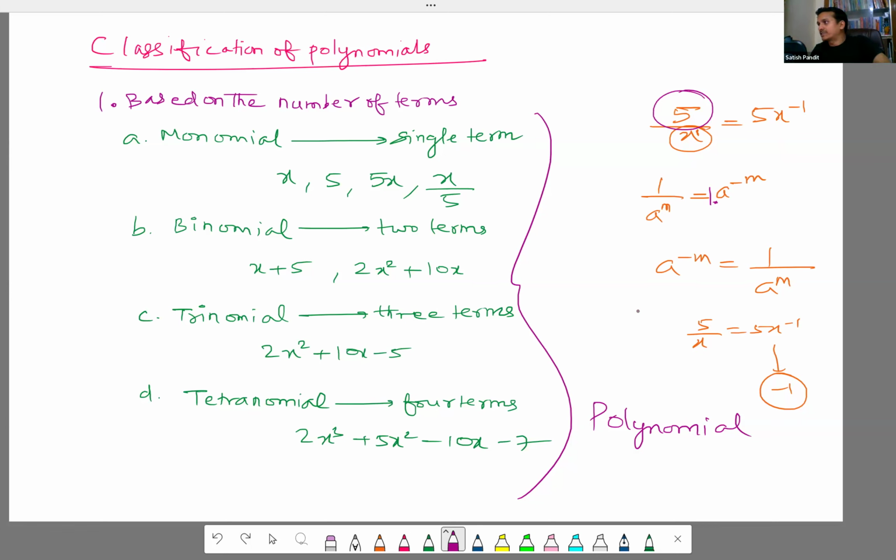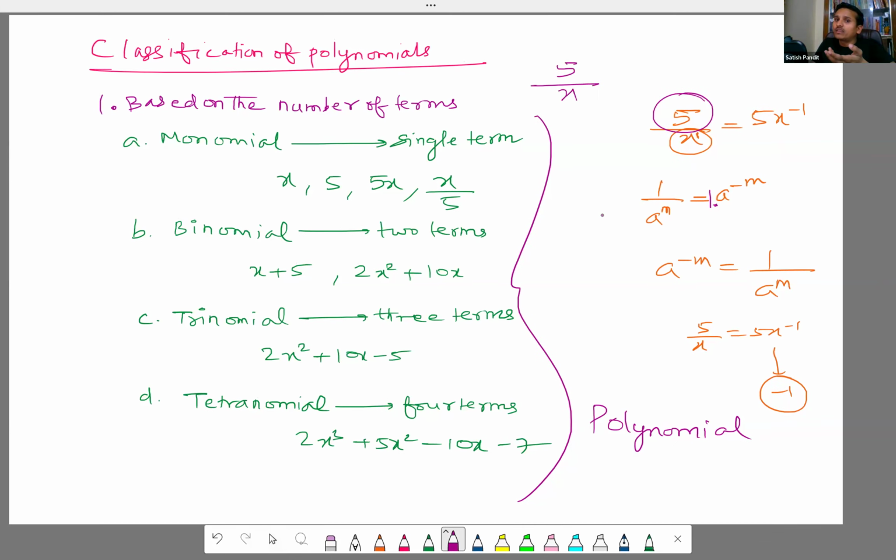Okay. Perfect. Amrita, 5 by x is a binomial? No, it is not a binomial. 5 by x is first of all not a polynomial. Have you understood, 5 by x is not a polynomial, Amrita? Yes, sir. It cannot be a binomial itself, because first of all, the power is negative. It's an integer. Correct. Okay. Next.